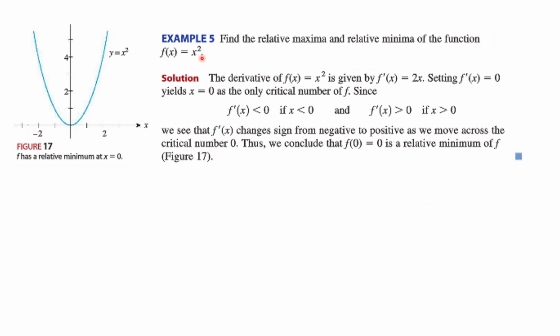Let's do a few examples. So we want to find the relative maxima and relative minima of the function y equals f of x equal x squared. Okay, so we will take the derivative, and this is continuous everywhere, and we know from an earlier discussion that it's less than 0 when x is less than 0 and it's greater than 0 when x is greater than 0. So it changes sign from negative slope to positive slope. That means this is a relative min by the first derivative test.